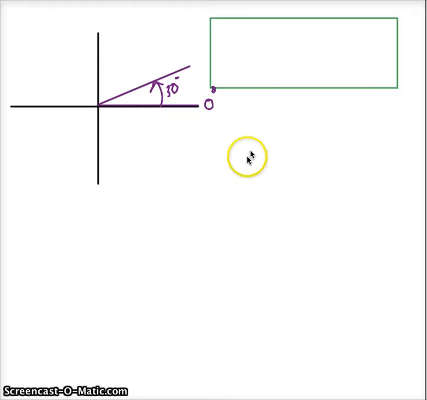Pause the screencast again and also draw two more angles. If you will draw a 120-degree angle in standard position on the same coordinate plane or a different one, it does not matter to me, and then draw a 270-degree angle in standard position on the same or different coordinate plane. So pause and do that real fast.